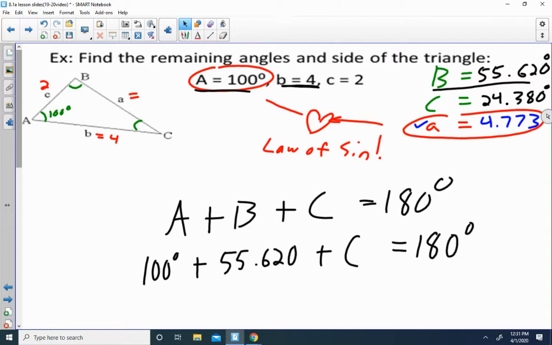So there you go. We're basically doing the same thing we did yesterday, finding the 3 remaining parts. This example, we just didn't have a pair to start with, so you had to use the law of cosines to find your pair. And then once you have a pair, you can go back to the law of sines and do what you do. All right. So we'll do another example using the law of cosines, and let's see how we do.